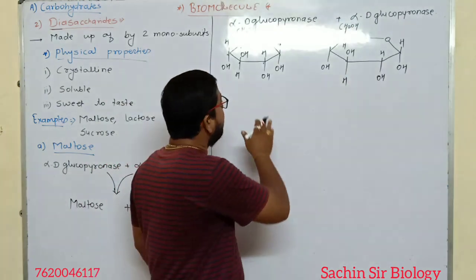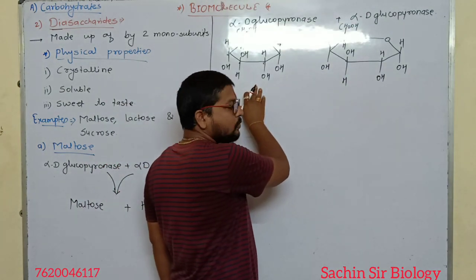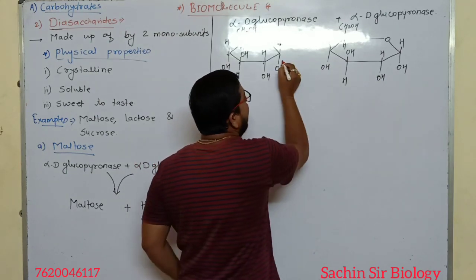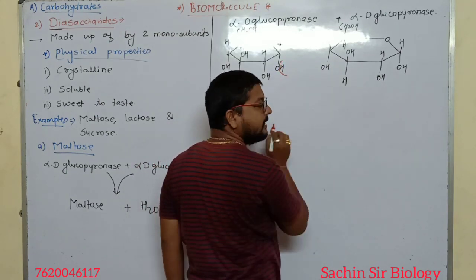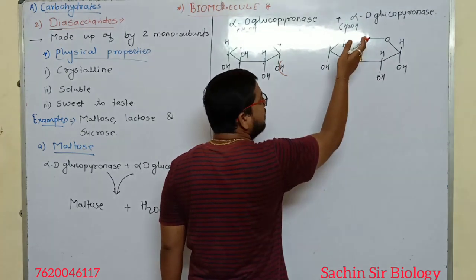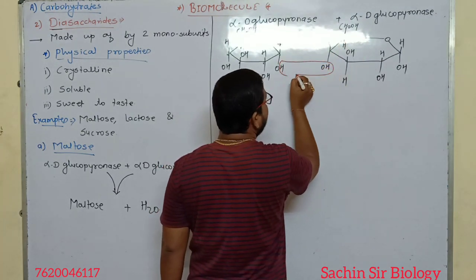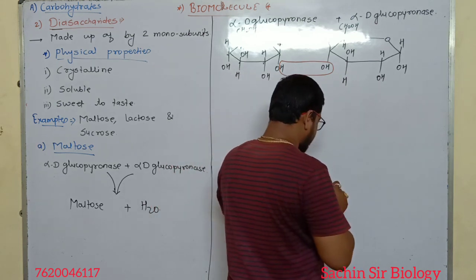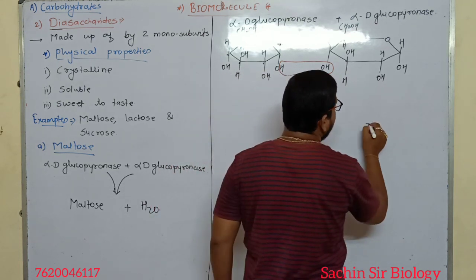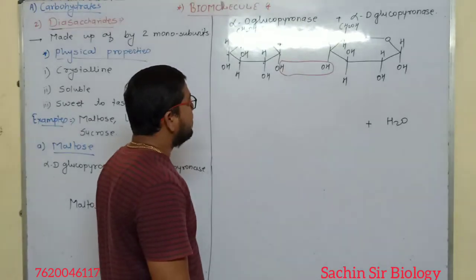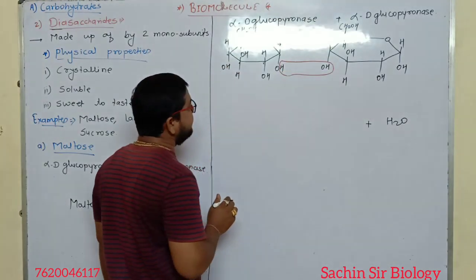So from one alpha D glucose, the hydrogen of the hydroxyl is removed, okay, and from the second alpha D glucose, the hydroxyl group is removed. In this way, it produces H2O. That's the byproduct. Okay. Now, how is a linkage formed?